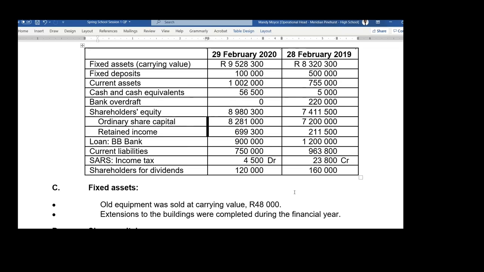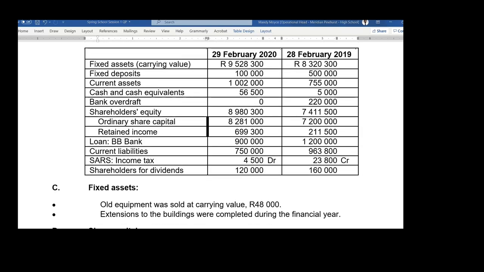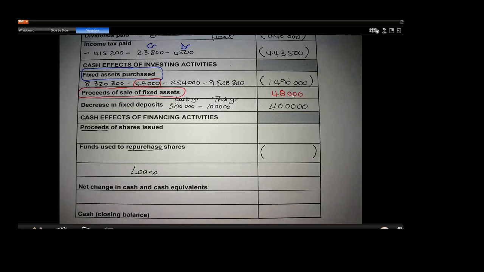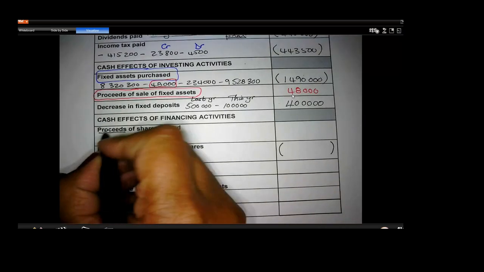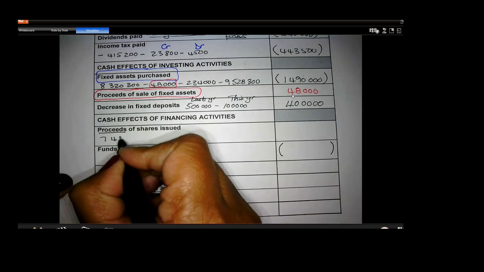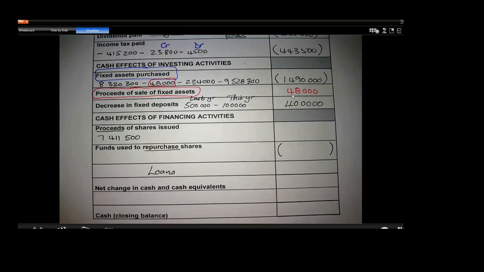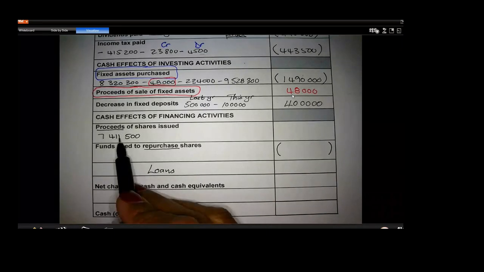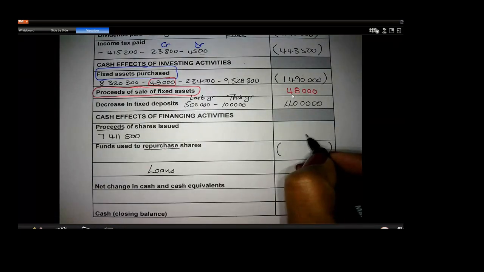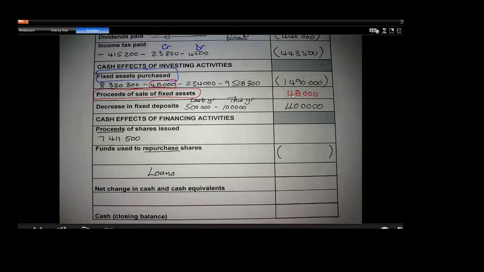Let me just see here. Very, very clever way of putting this activity. Sorry, I'm going to have to go there. We know that we've got an opening balance for our share capital. Proceeds from issue of shares, 7,411,500. That's our opening balance. What happened to the share capital account? Or maybe I should actually explain from the ordinary share capital account point of view. That is my opening balance. Then I issued more shares, which I don't know. And then I repurchased shares and they give you the amount that the shares are repurchased at.